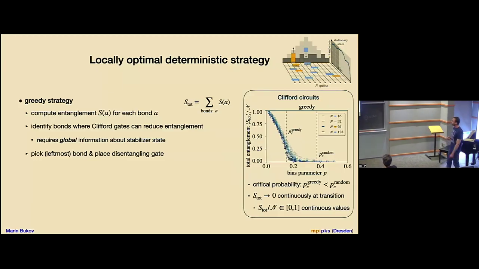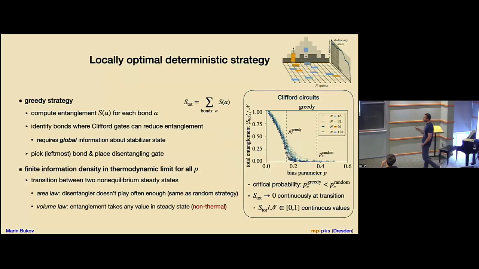And if I now look into what happens at the transition, what we see is a completely different behavior in some sense. First of all, this is the total entanglement as a function of the bias parameter. We see here the previous transition point for the random strategy. And what we see now is that this transition point shifts to the left. There seems to be a bunch of curves that in the thermodynamic limit would converge to another critical probability, the one for the greedy strategy. In particular, you see that the total entanglement vanishes continuously, unlike the previous transition, which was discontinuous. And once again, from the perspective of information theory, we now have a transition between two non-equilibrium phases, steady states.